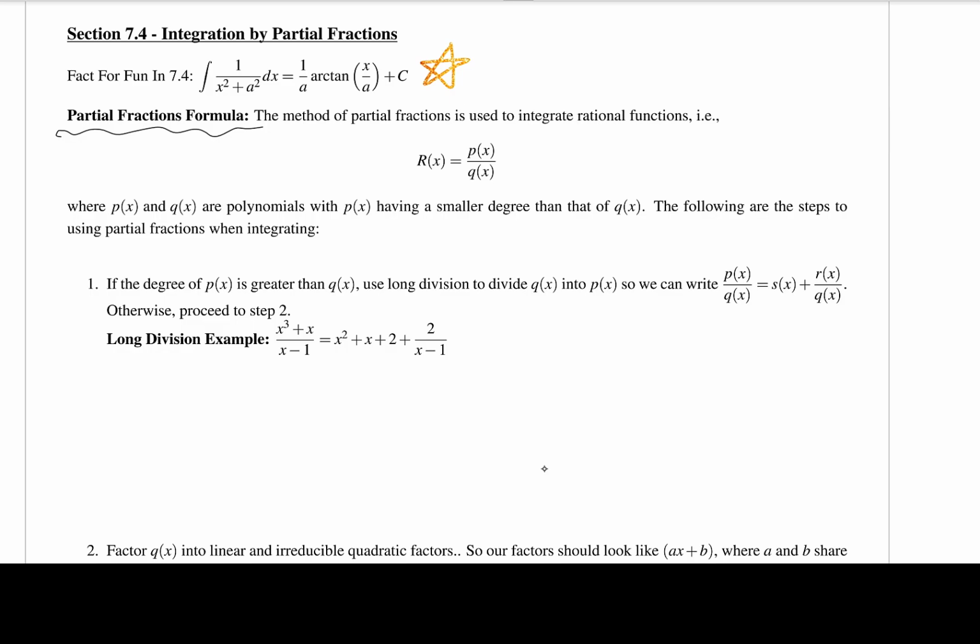But like I said, a lot of the stuff we're going to be integrating looks like this. And so it's stuff that I'm really confident y'all can integrate. So let's talk about this partial fractions formula.